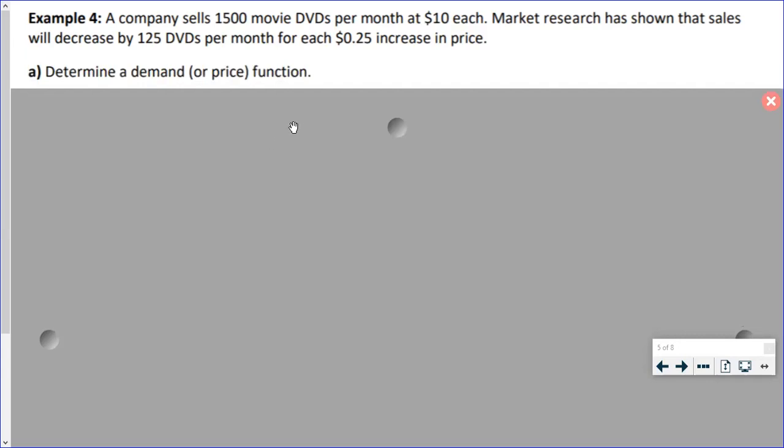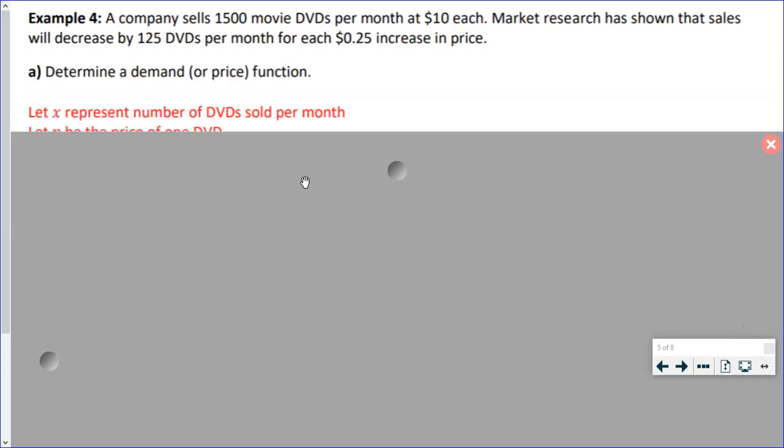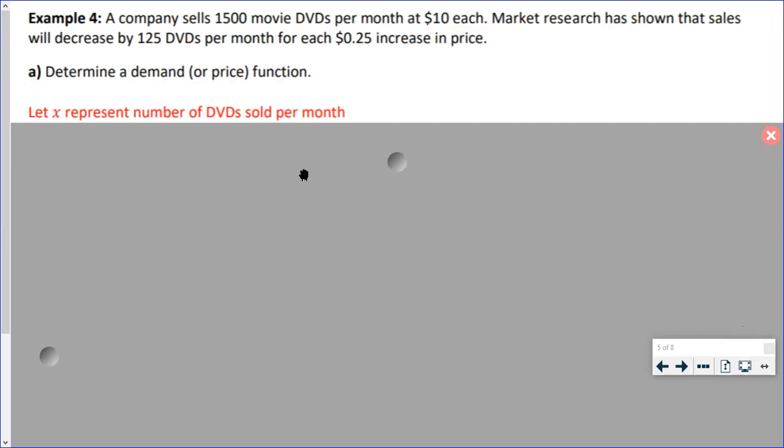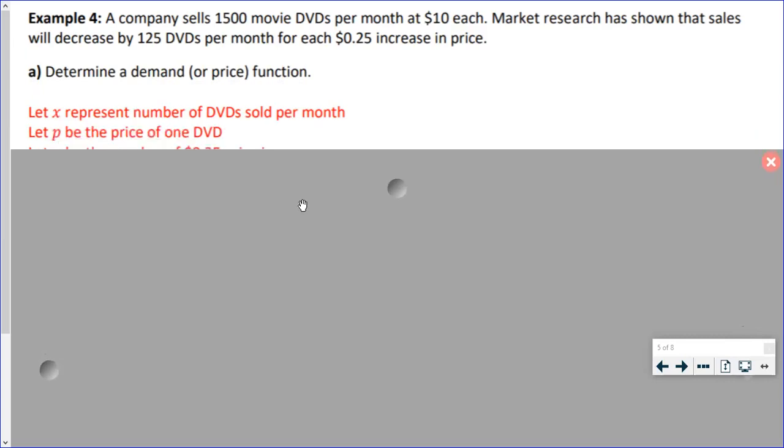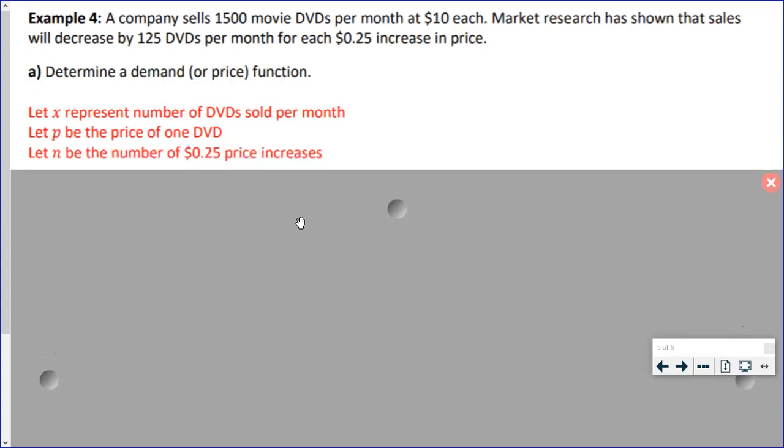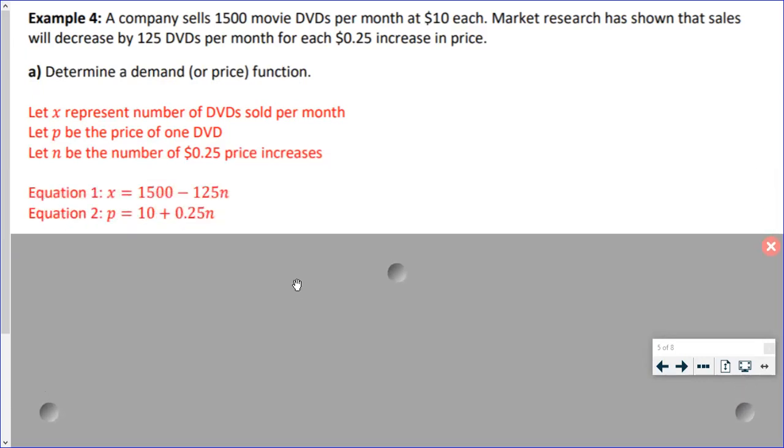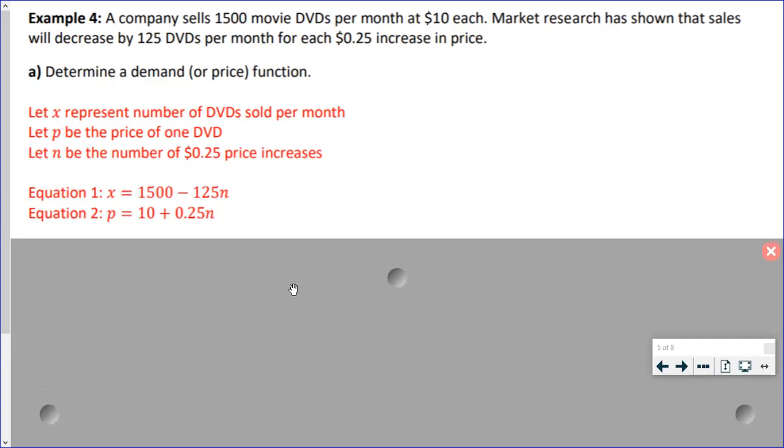Determine a demand or price function. If we let X represent the number of DVDs sold per month, P can be the price of one DVD, and N will be the number of 0.25 price increases. We can come up with two linear equations. I think we did this a lot in grade 10, right? Take problems like this and come up with linear equations to describe this particular scenario.